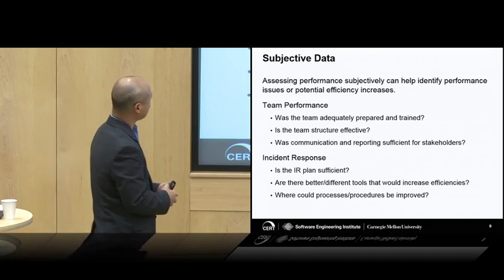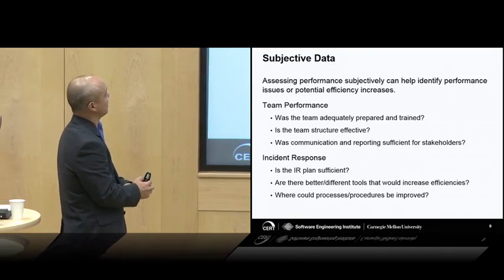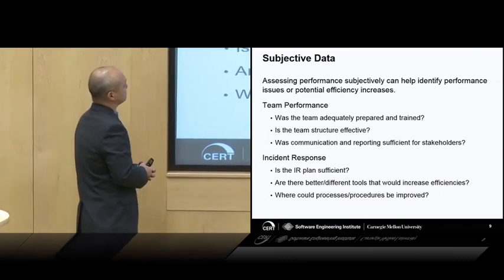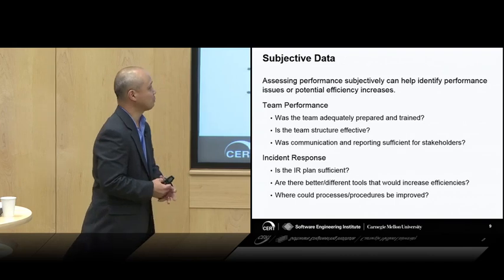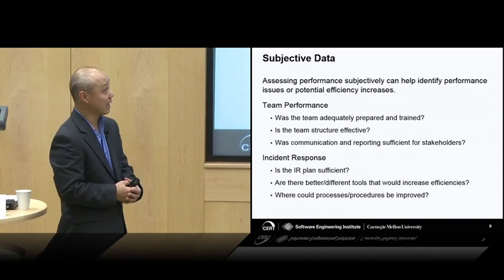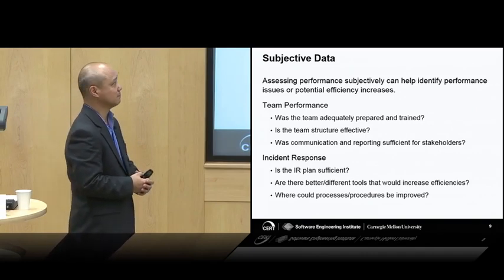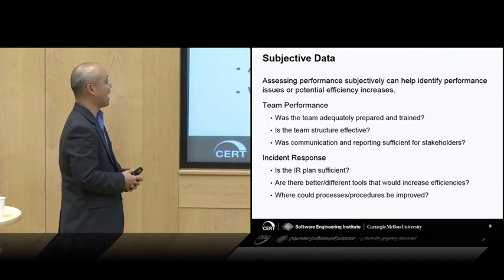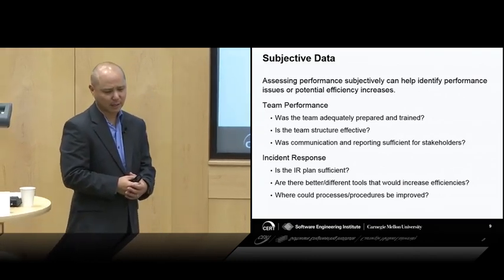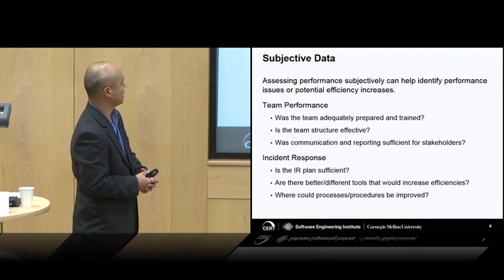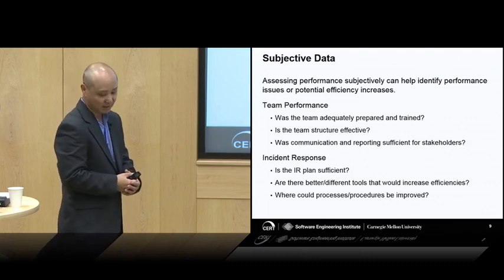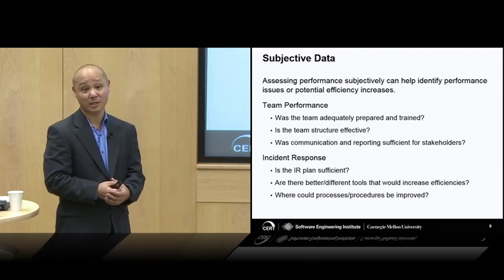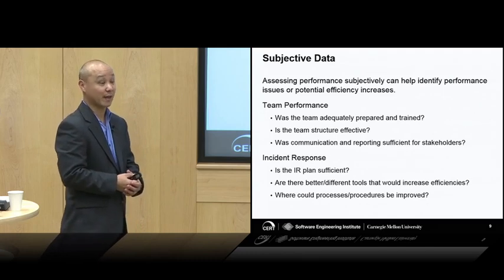So subjective data, assessing performance subjectively can help you identify performance issues or potential efficiency increases that you can get. Although these are yes/no type questions, generally when you're talking about was the team adequately prepared and trained, you can say yes and or no, however, you could talk about how much better they could have been had this been the case. Is the team structure effective? Or maybe a better question might be, how effective was the team structure? And you talk about amongst the team and other people, the relevant stakeholders, was communication and reporting sufficient for stakeholders, right? You talk to the stakeholders and you find out, hey, we gave you this much stuff, we try to give you this much lead time on information. Was this enough? Would you appreciate more, or was it more than enough? And can we chop that down a little bit so we can do other things in the meantime?